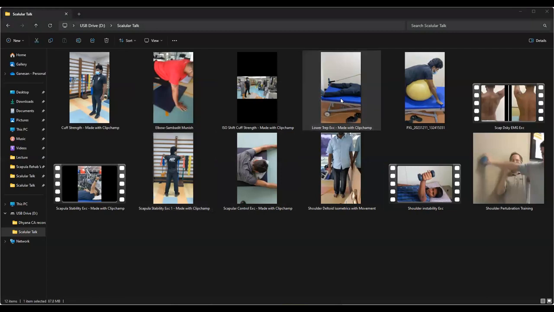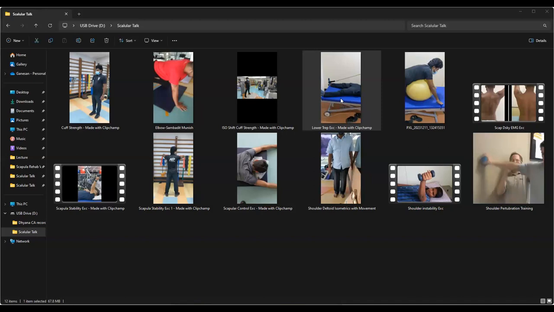This is the lower trapezius activation. So using a resistance band, and the movement has to be diagonal so that it is in line with the scapula going into a depression. So that's the primary function of the lower trapezius.